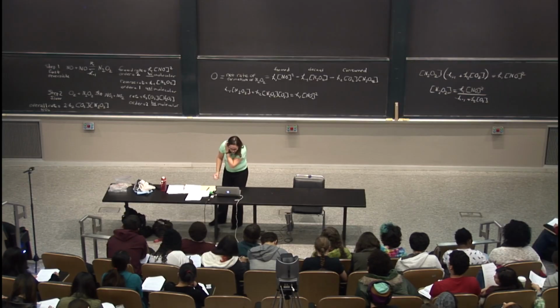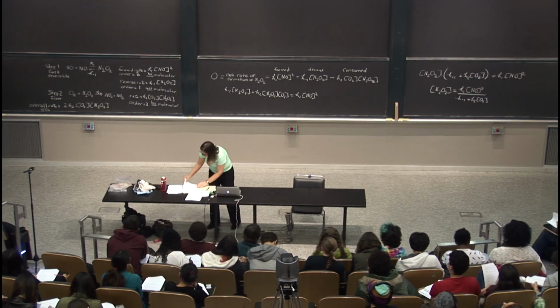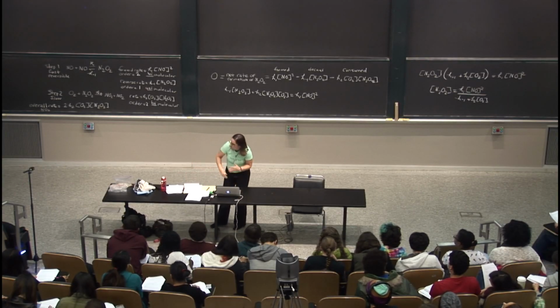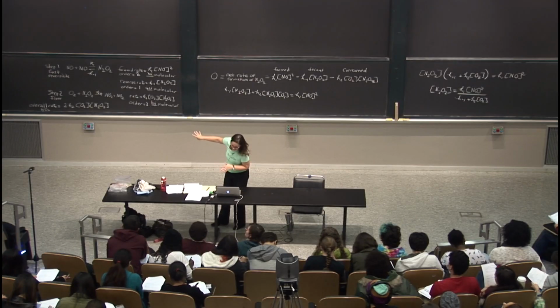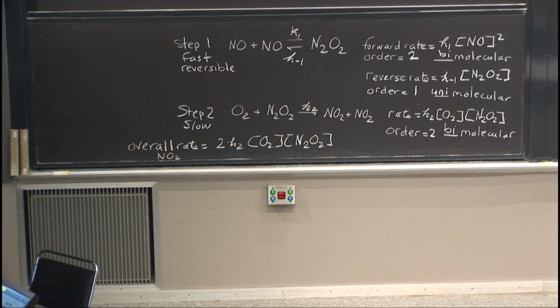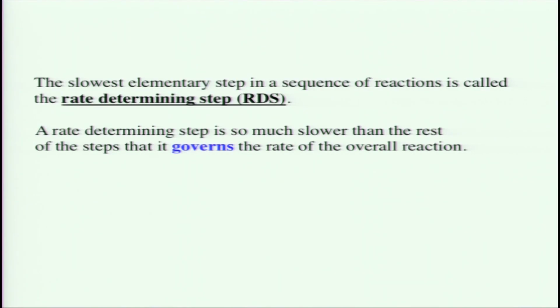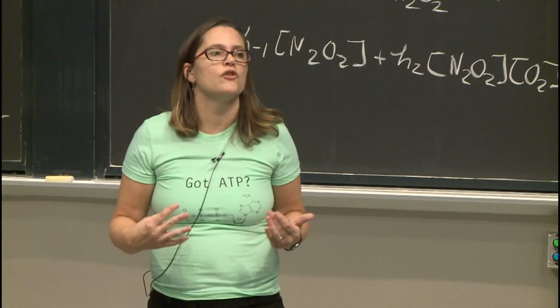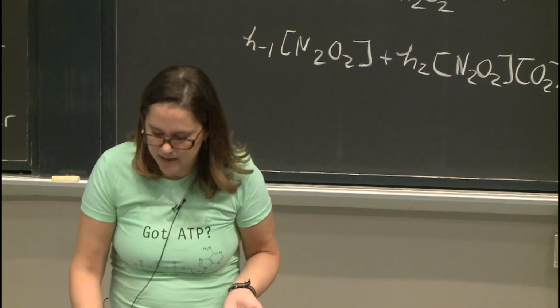So to do that, we have to consider what it means if we have a fast step followed by a slow step. So let's introduce a very important term, which is the rate determining step, also known as the rate limiting step. So the slow step of a reaction, if it's truly a very slow step, is going to govern the overall rate of the reaction. So let's think about this a minute.